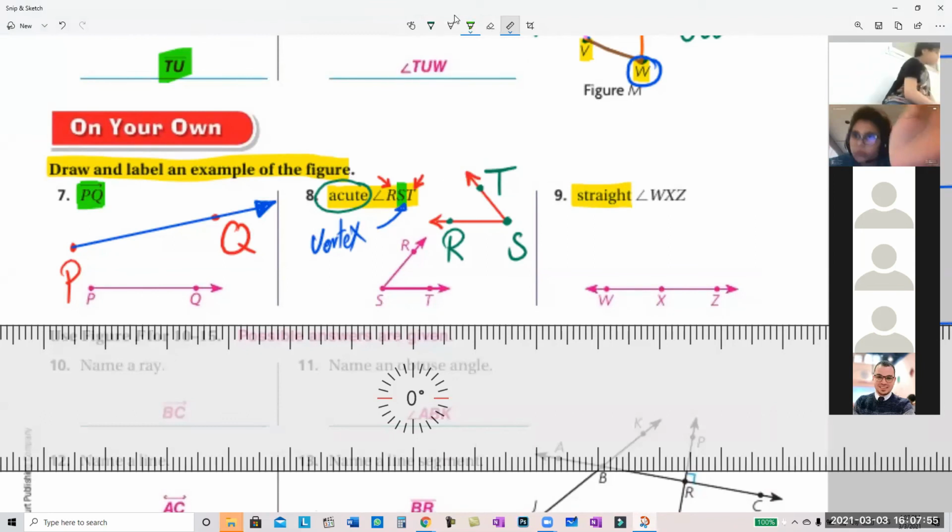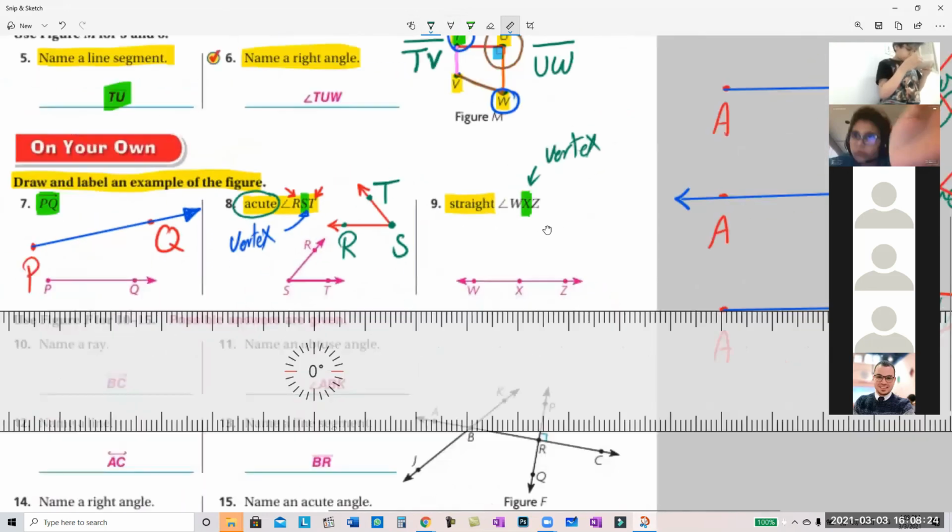W and X and Z. No, I'm asking about the vertex of the angle. The vertex must be in the middle. So which letter is in between here? Yes, X. So X here is the vertex, and that's what you have to start with. So let's start with it.